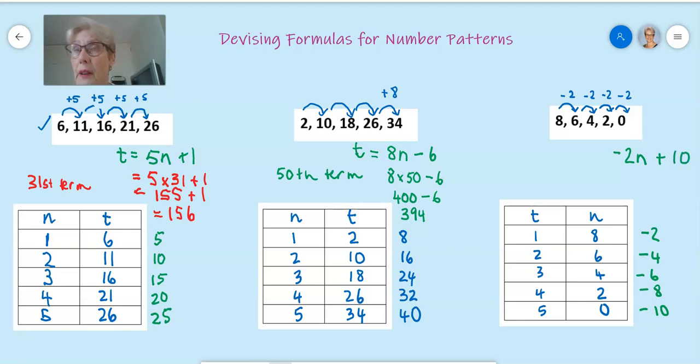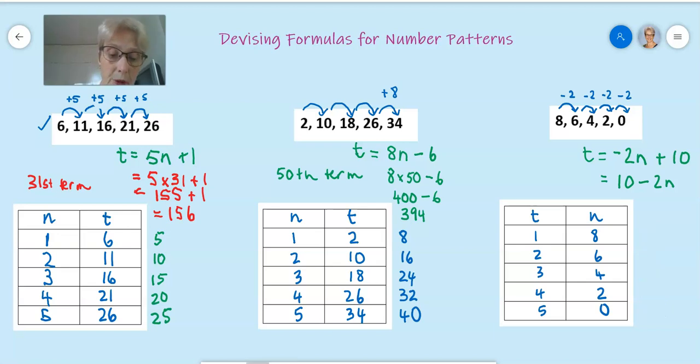So this is my formula for this particular pattern, and I complete the formula by putting in T is equal to -2n plus 10. Now, I could write this formula a slightly different way. I can say 10 minus 2n. Now, with 10 minus 2n, it might be a little easier for you to work with. So now, with this formula, I can work out any term that I particularly want.